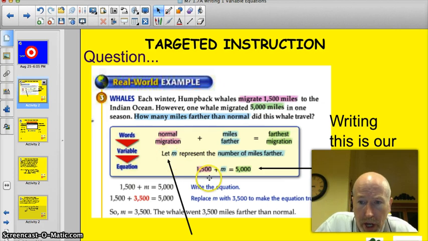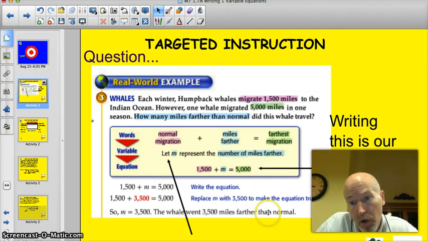So here's the equation that they wrote, and this is our target for today. 1,500 miles, that's the normal migration, plus all of those extra miles, equaling 5,000. Now if you want to know the answer, you can look down here, but again, this is our target, writing the equation tonight.